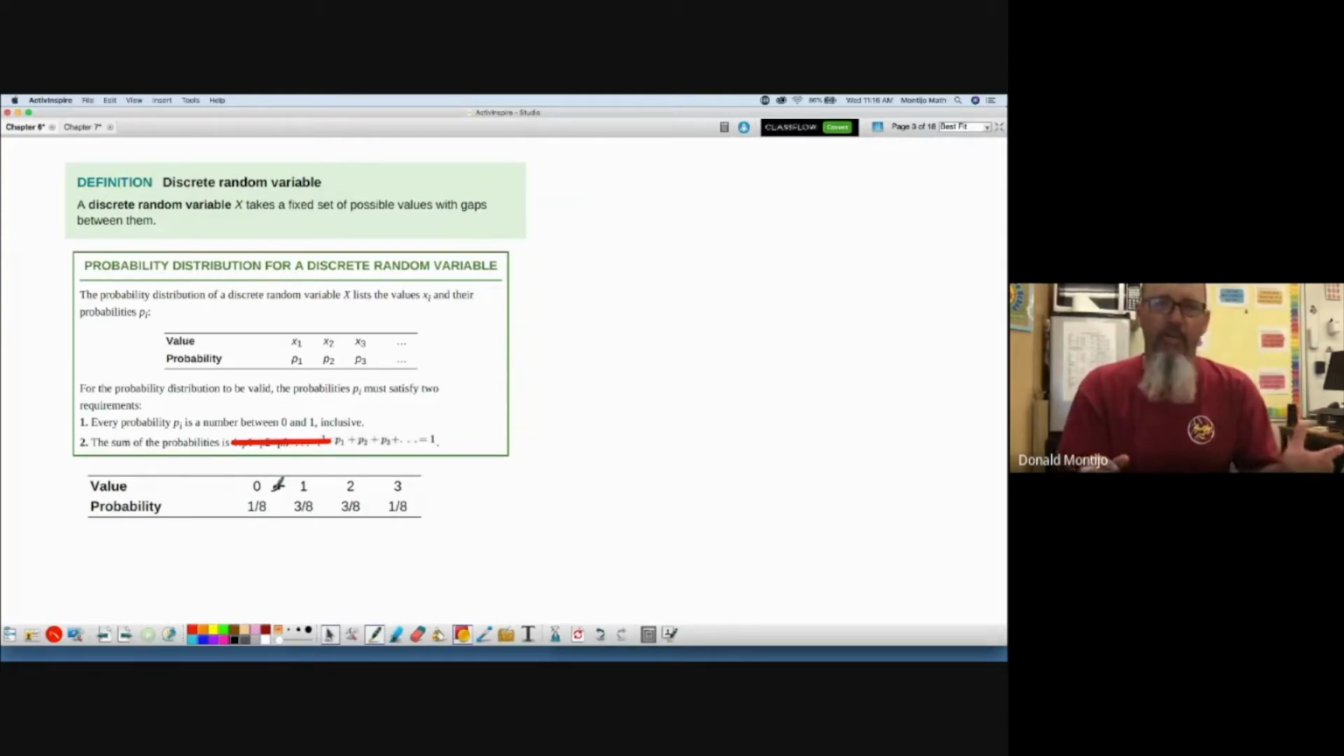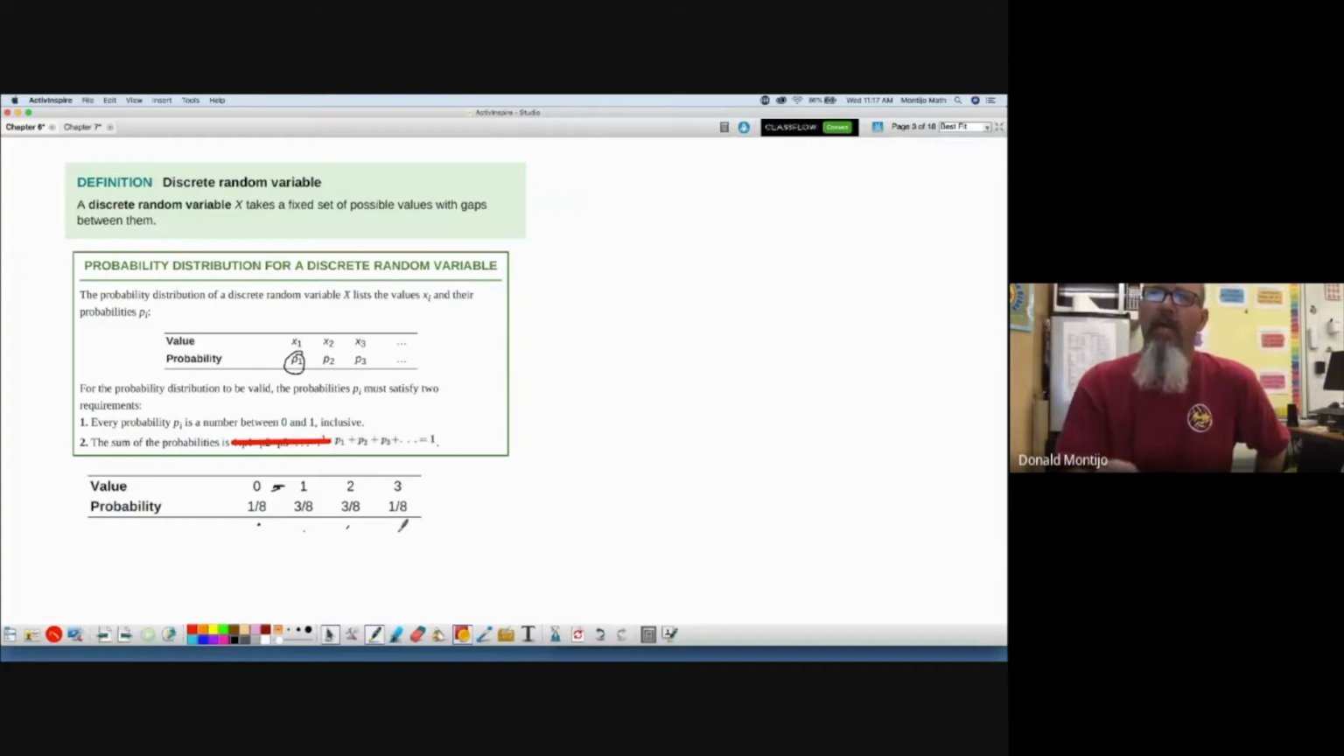There's only 4 different things that can happen if my random variable is the number of girls out of 3 children. So just like before, the rules of probability must apply. Every single probability has to be a number between 0 and 1. And the sum of all the probabilities has to equal 1. So as you can see here, 1/8 plus 3/8 plus 3/8 plus 1/8 equals 1. And each individual probability is a number between 0 and 1.